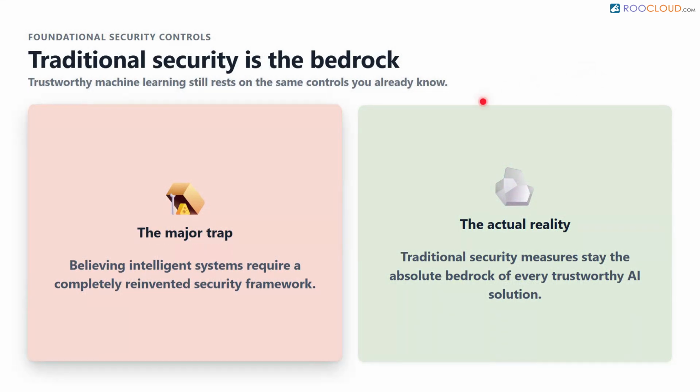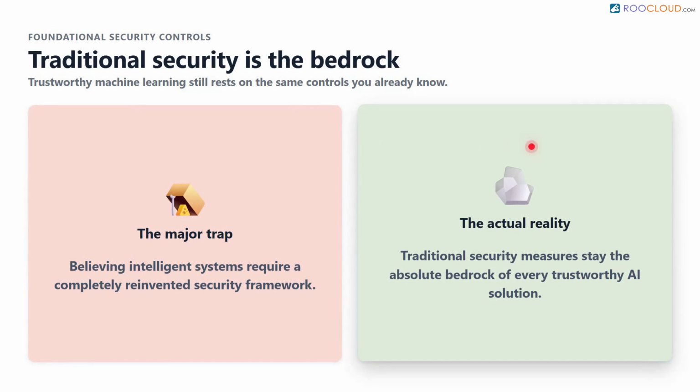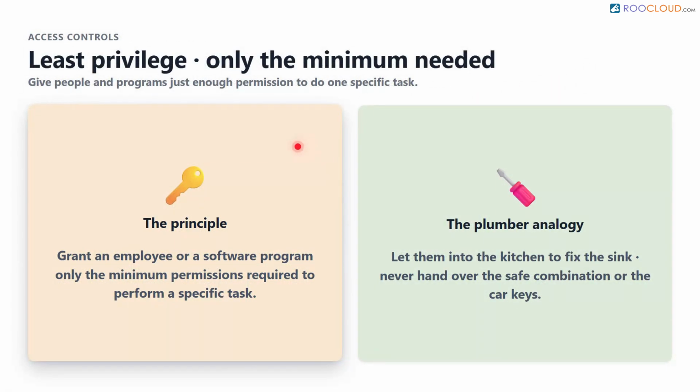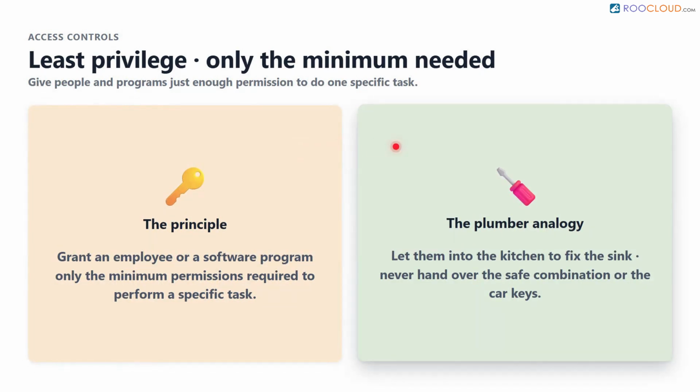A major trap many professionals fall into is believing that intelligent systems require a completely reinvented security framework. In reality, traditional security measures are the absolute bedrock of any trustworthy machine learning solution. Consider access controls and the concept of least privilege. Least privilege means giving an employee or a software program only the absolute minimum permissions required to perform a specific task. Imagine hiring a plumber to fix your kitchen sink. You let them into the kitchen, but you certainly do not give them the combination to your personal safe or the keys to your car.